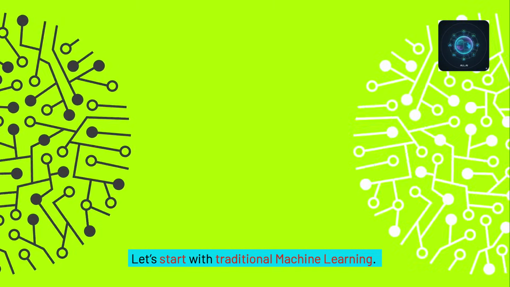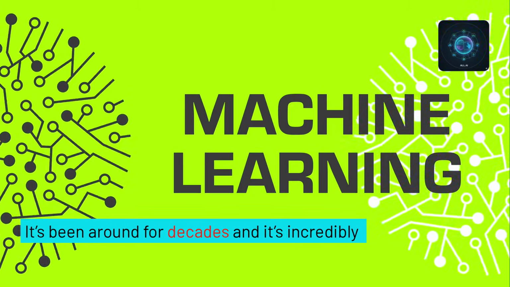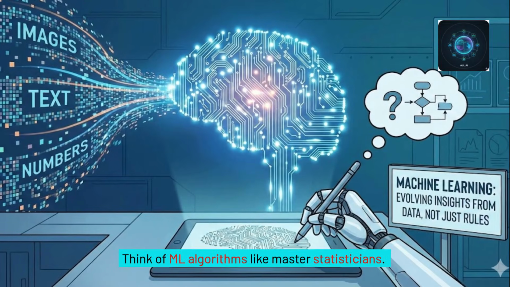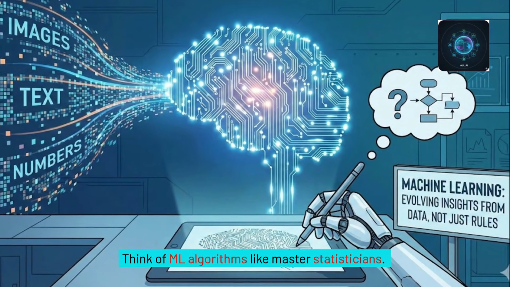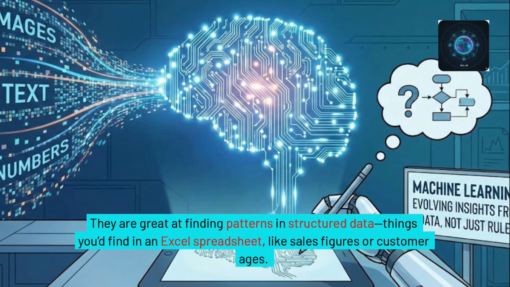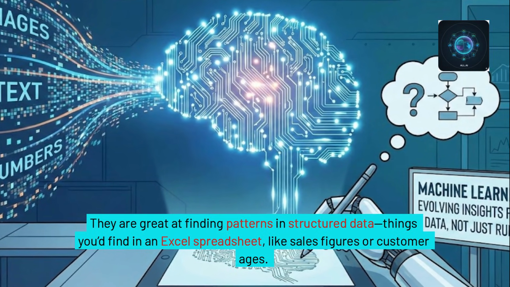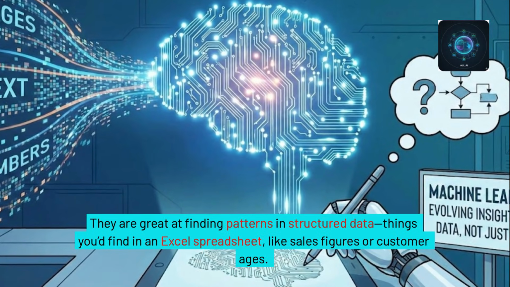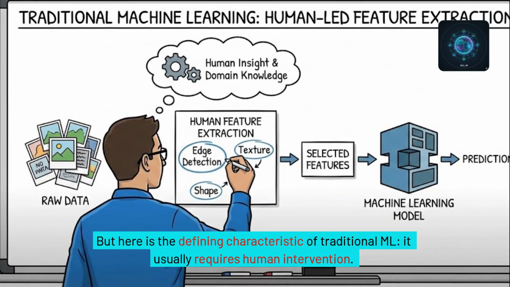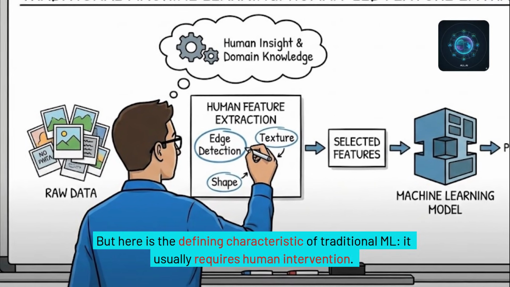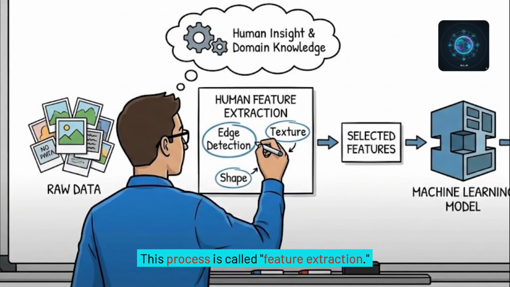Let's start with traditional machine learning. It's been around for decades and it's incredibly useful. Think of ML algorithms like master statisticians. They are great at finding patterns in structured data, things you'd find in an Excel spreadsheet, like sales figures or customer ages. But here is the defining characteristic of traditional ML. It usually requires human intervention. This process is called feature extraction.